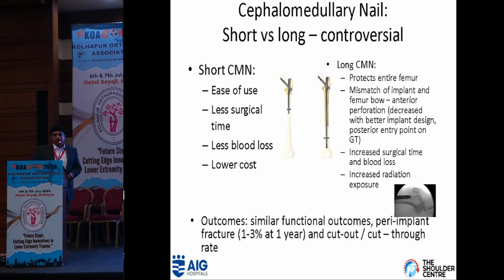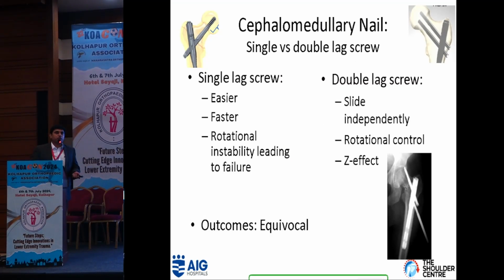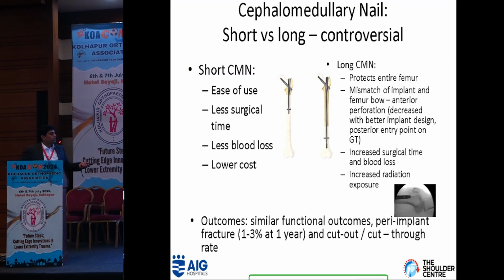In a landmark study in 2016 by Koval and Zuckerman, they found out that similar outcomes are there in both short and long cephalomedullary nails. The incidence of peri-implant fractures is comparable in both, which is around 1 to 3% in both, and similar cutout and cut-through rates are also there. The long cephalomedullary nail is especially indicated in subtrochanteric fractures.